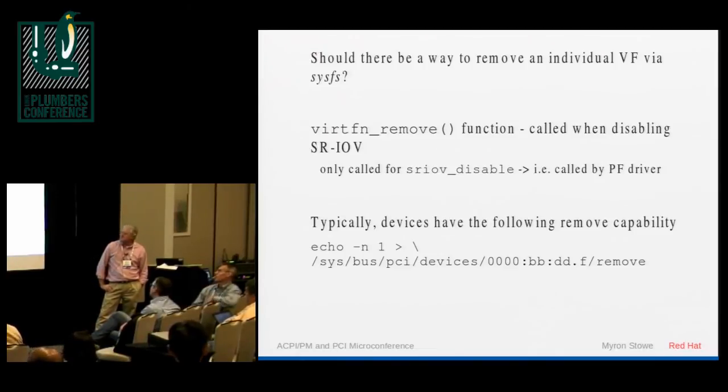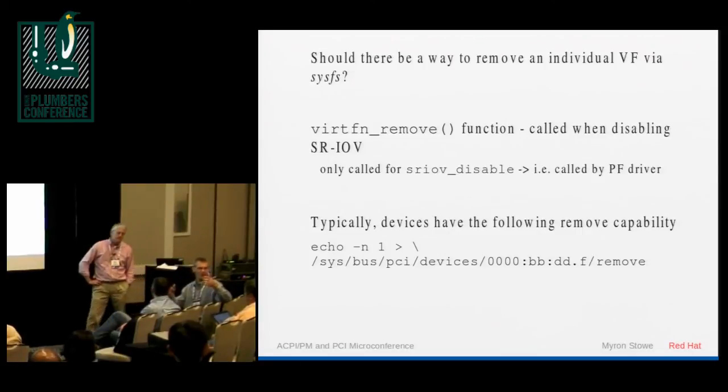So there's two ways you could think about the asymmetry. Today we have the driver turn on IOV. It may or may not turn it off. So we could fix the asymmetry by requiring the driver to turn off the VFs, or we could change it so that we could enable the VFs before the PF driver, and allow them to persist after.